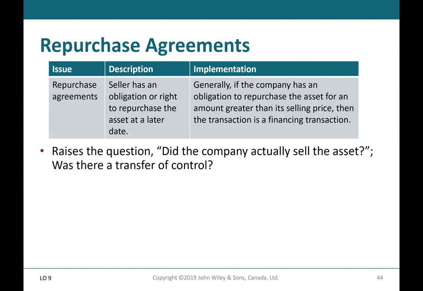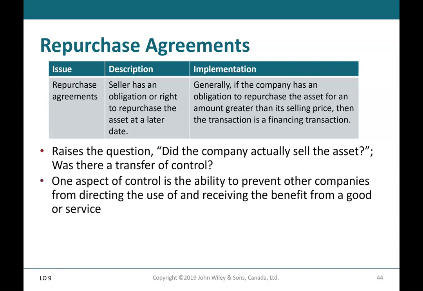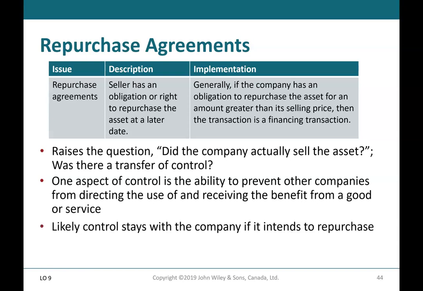This raises the question, did the company actually sell the asset? Was there a transfer of control? One aspect of control is the ability to prevent other companies from directing the use of and receiving the benefit from a good or service.